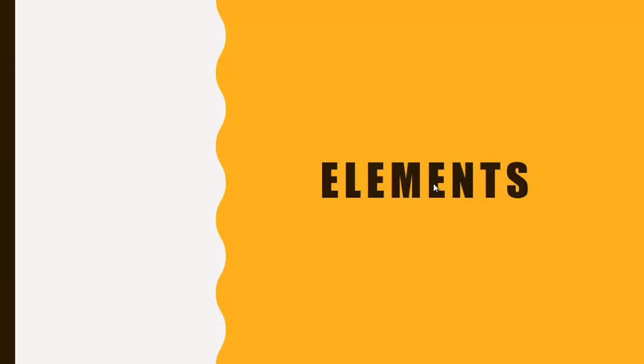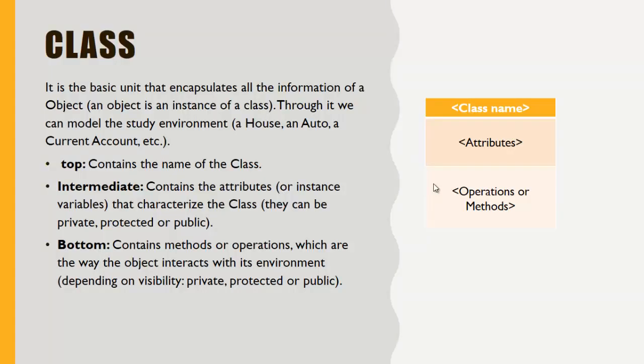The elements of this diagram are the class. It is the basic unit that encapsulates all the information of an object. Through it we can model the study environment. At the top we have the name of the class, and the intermediate section contains the attributes that characterize the class. And the bottom contains the methods or operations, which are the way that the object interacts with its environment.